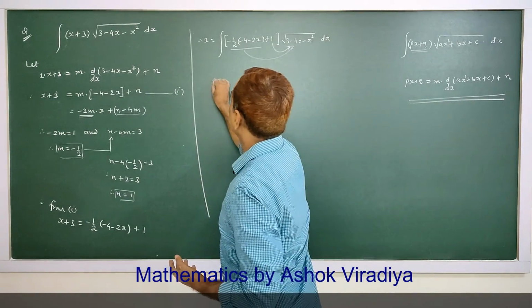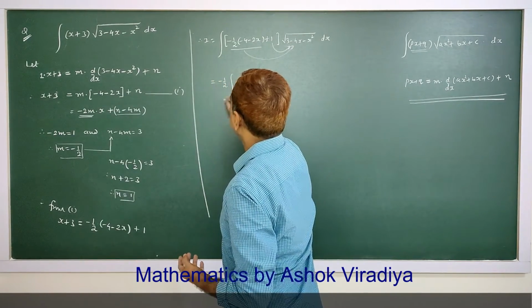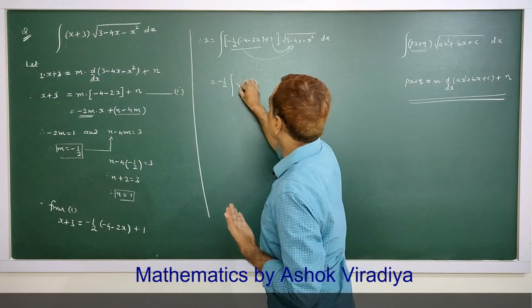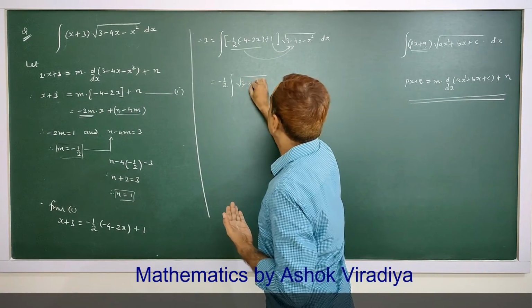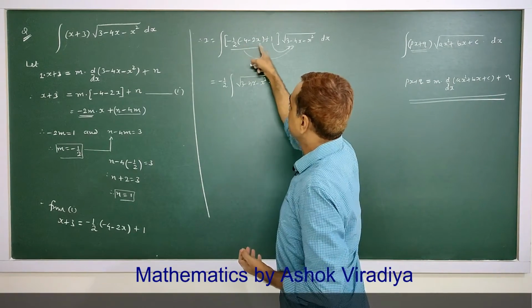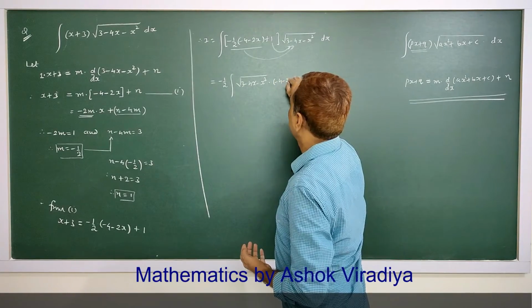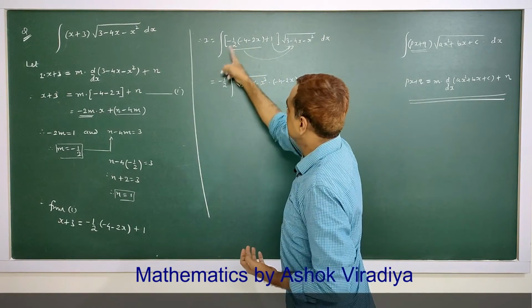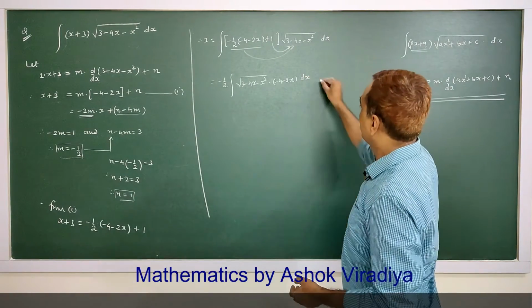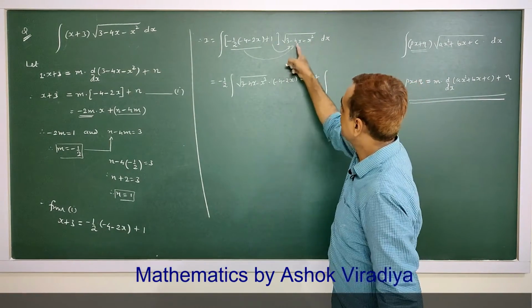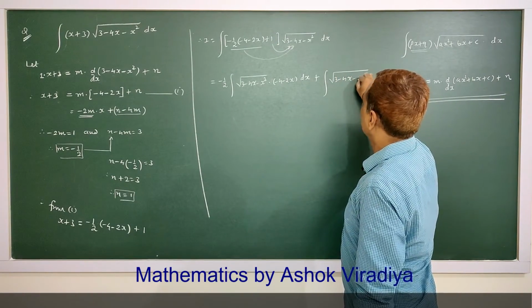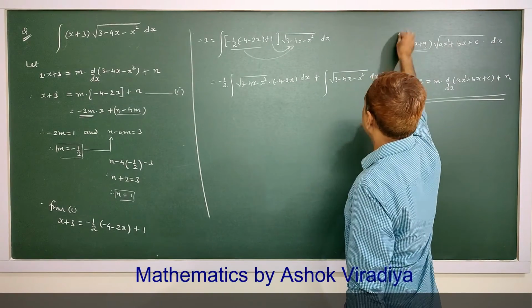So it is equal to minus 1 by 2. Multiplying these two, I am putting this number first: square root of 3 minus 4x minus x square into this on the right side, minus 4 minus 2x, this is taken out, and dx. Plus here, 1 into this number, so square root of 3 minus 4x minus x square dx.